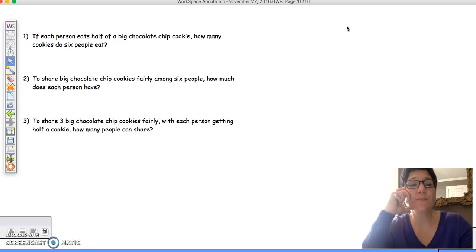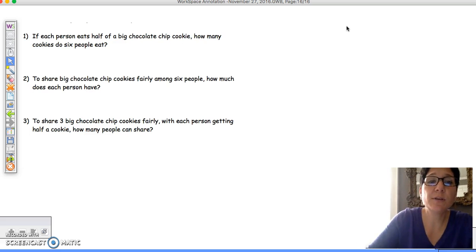Let's look at number 2. To share big chocolate chip cookies fairly among 6 people, how much does each person have? To share 3 big chocolate chip cookies fairly, with each person getting half a cookie, how many people can share? If you look at those questions, hit pause and ask yourself, go get the answers to them and meet me back here.